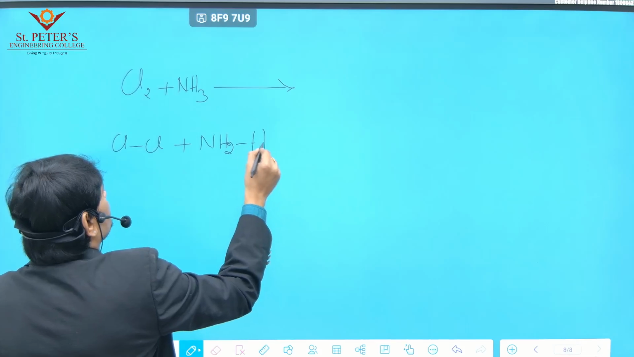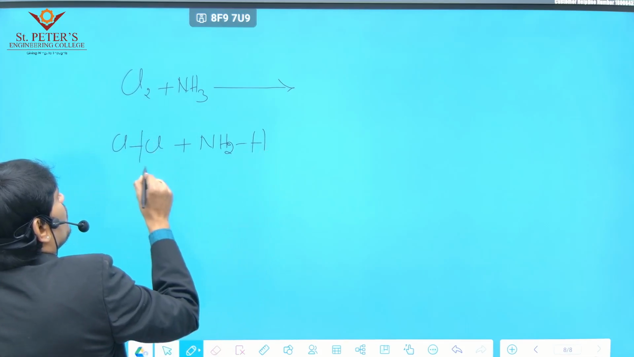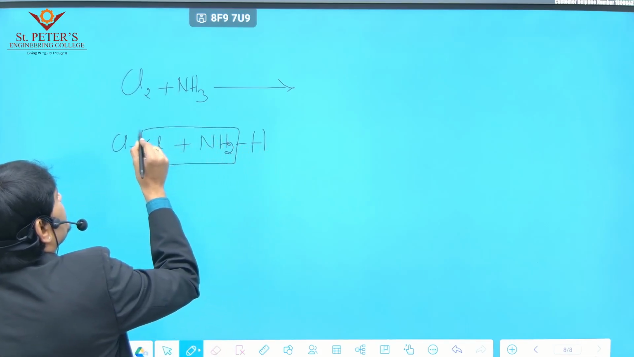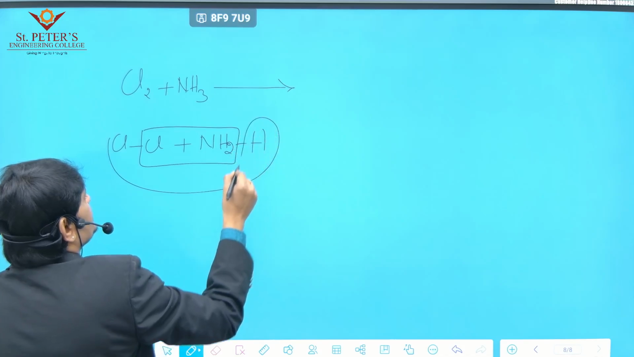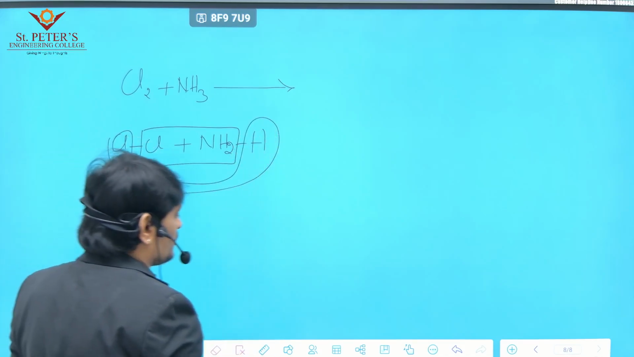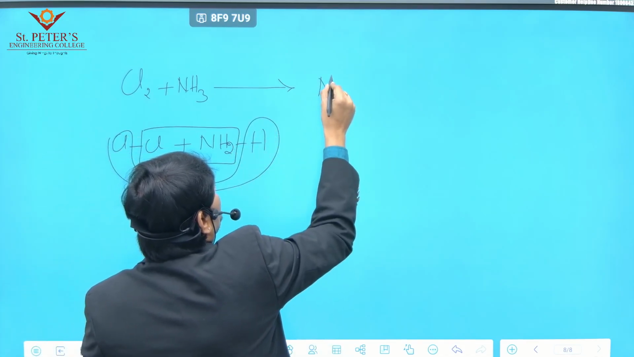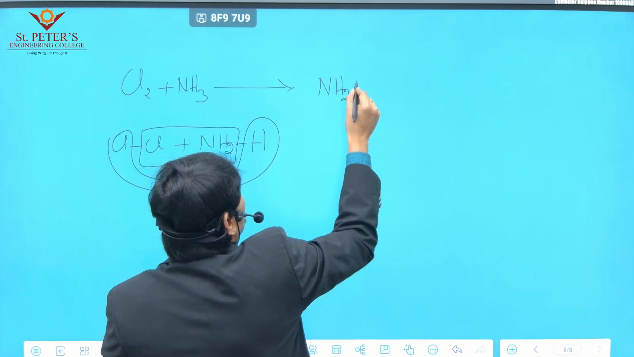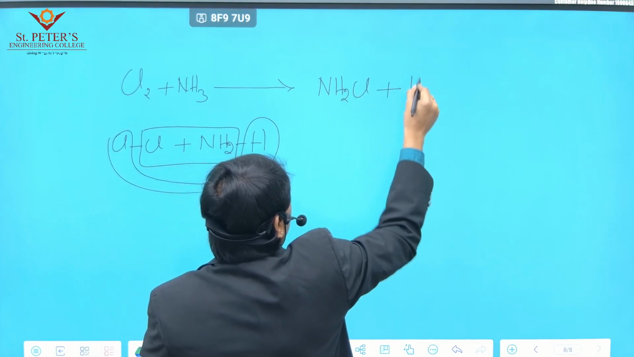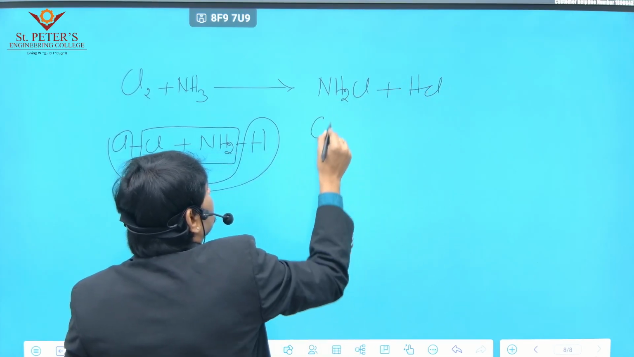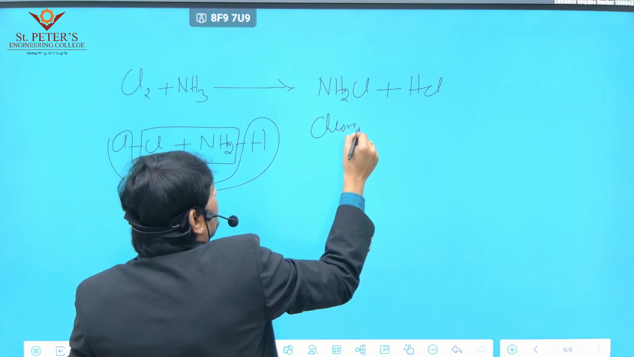Now, what happens? One product is NH2Cl and another product is HCl. So we are getting NH2Cl, which is chloramine, and HCl. This is chloramine.